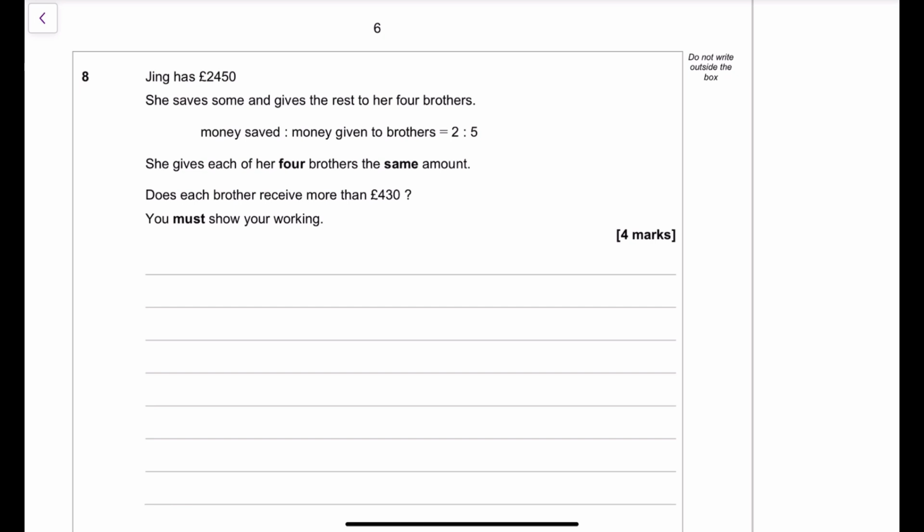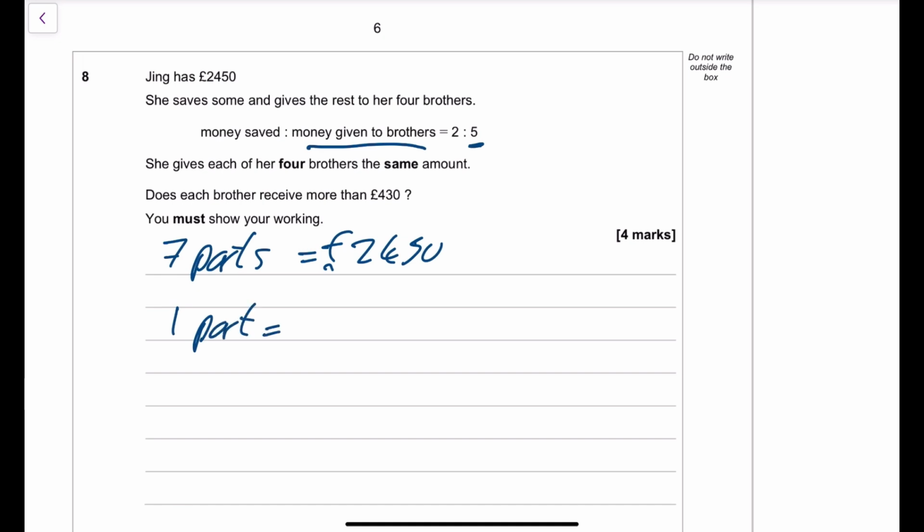It says Jing has £2,450. She saves some and gives the rest to her 4 brothers. So she saves 2 parts and she gives to her brothers 5 parts. She gives each of her 4 brothers the same amount. Does each brother receive more than £430? Okay, so 7 parts. I would just say 7 parts is equal to £2,450. Work out what 1 part is equal to just by dividing by 7. 2450 divided by 7 is £350.